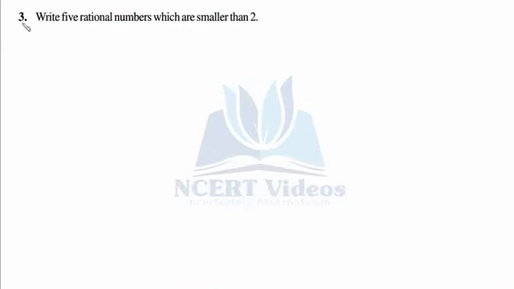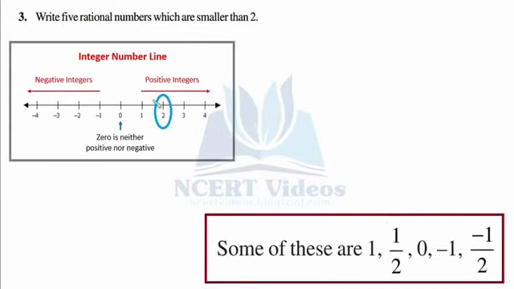Question third. Write 5 rational numbers which are smaller than 2. Again, we have a number line. Here is our 2, and we have to write 5 rational numbers which are smaller than 2. So one of the answers could be 1, 0, -1, -2, and -3. So total 1, 2, 3, 4, 5 we have.